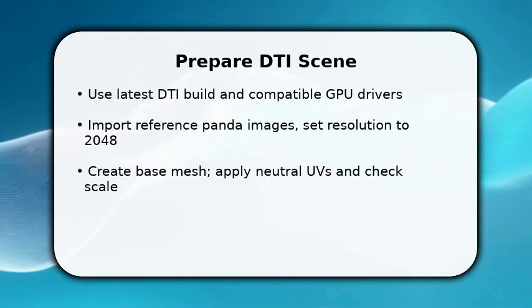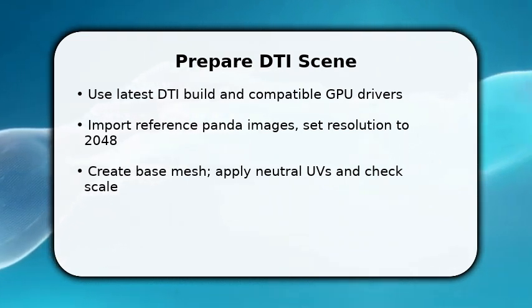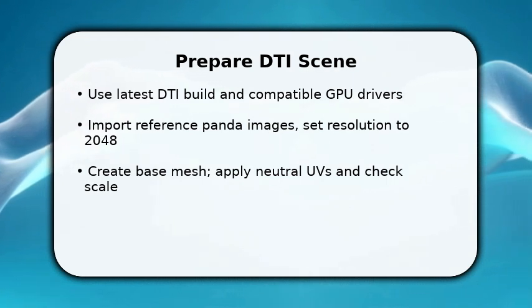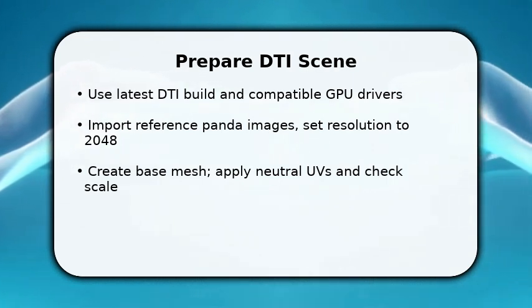Make a base mesh or use the DTI template, apply neutral UVs, and set real-world scale so subsequent texture baking matches proportions and avoids distortion. This first step eliminates downstream fixes and gets you into modeling immediately.